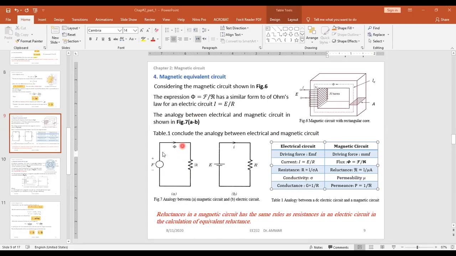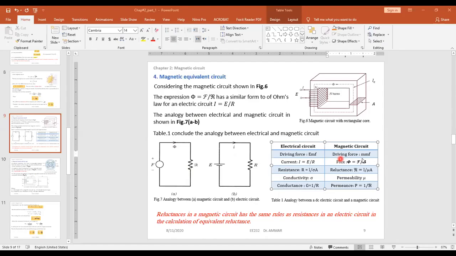Okay, so let's continue. So here the element circulating in the circuit is the flux, similar to the current that flows through the electric circuit, and the reluctance has the same role as a resistance. And the table concludes the comparison, or the analogy, between the electric and the magnetic circuit.